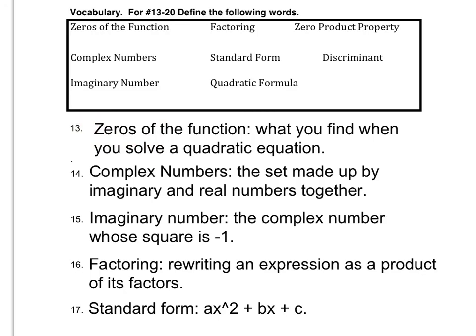Complex numbers, we have this in our notes, is the set made up by imaginary and real numbers together. Imaginary and real numbers together, when they're together, that's complex. I have complex numbers. An imaginary number is the complex number whose square is -1, because remember, we have i squared equals -1. The complex number whose square is -1 is an imaginary number.